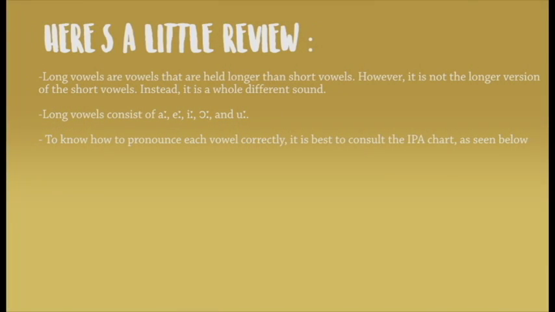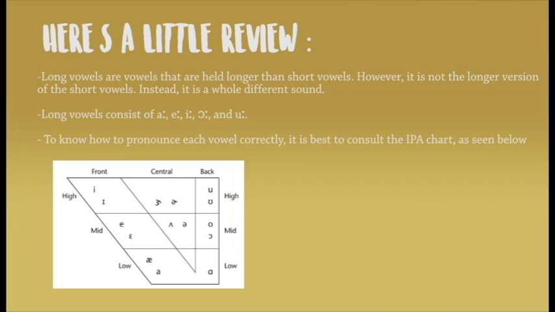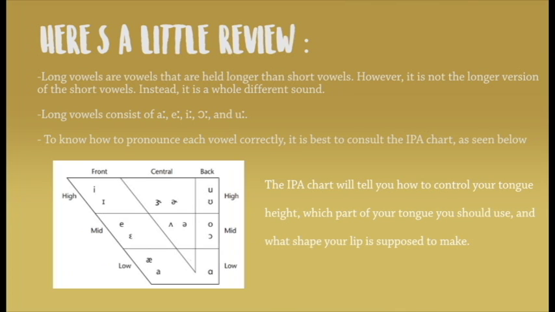Here's a little review. Long vowels are vowels that are held longer than short vowels. However, it is not the longer version of the short vowels. Instead, it is a whole different sound. Long vowels consist of a, e, o, and u. To know how to pronounce each vowel correctly, it is best to consult the IPA chart as seen below. The IPA chart will tell you how to control your tongue height, which part of your tongue you should use, and what shape your lips are supposed to make.